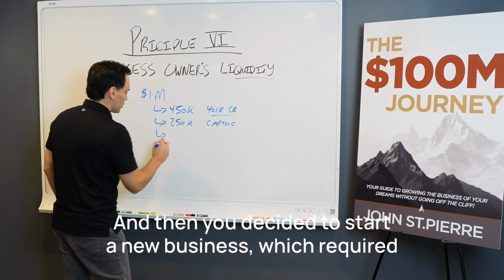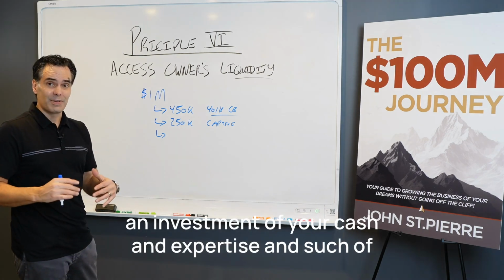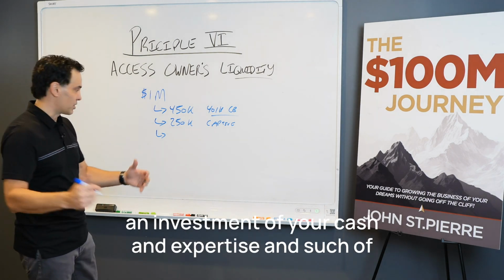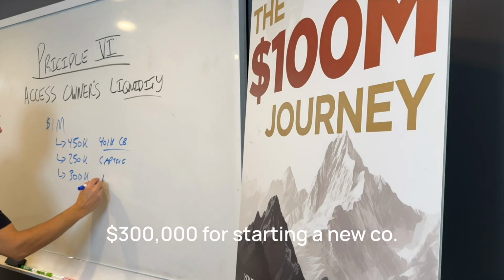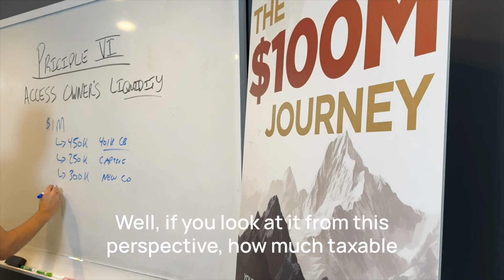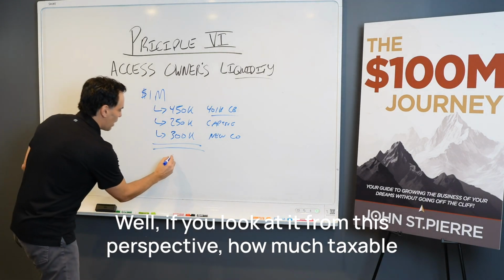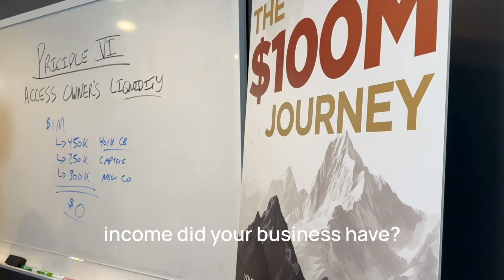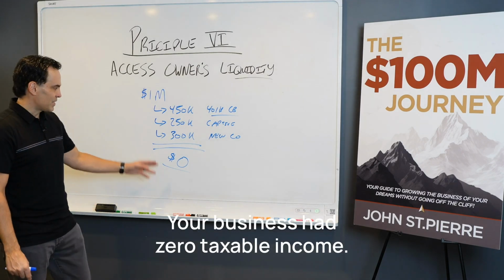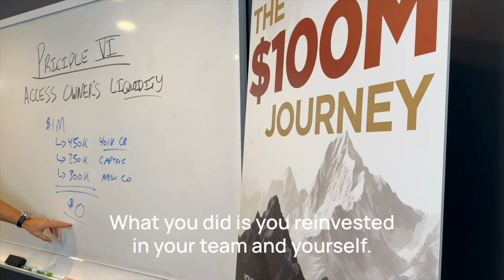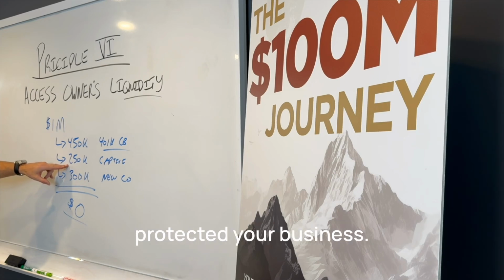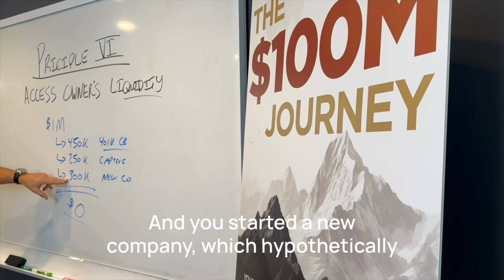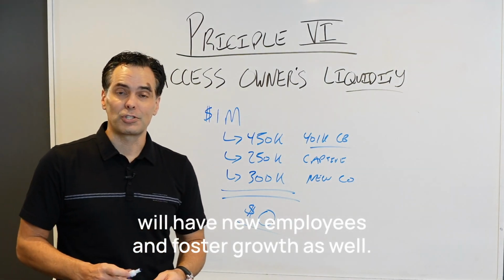And then you decided to start a new business which required an investment of your cash and expertise of $300,000 for starting a new co. Well, if you look at it from this perspective, how much taxable income did your business have? Your business had zero taxable income. What you did is you reinvested in your team and yourself. You reinvested in a captive insurance company and protected your business. And you started a new company, which hypothetically will have new employees and foster growth as well.